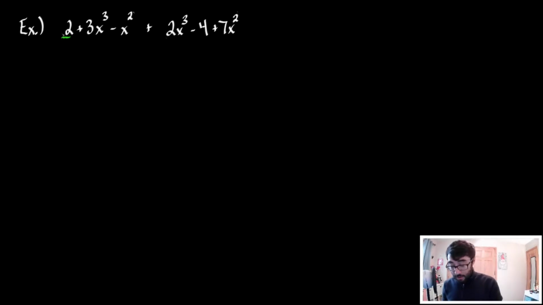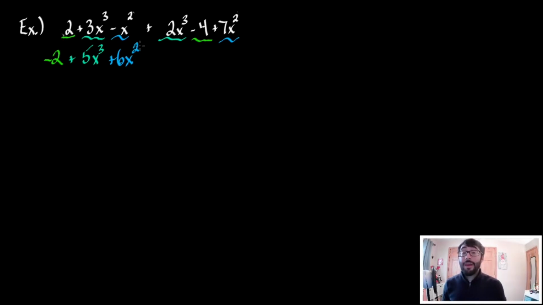So I notice I have a constant of 2 here, and I have a constant of -4. So I would combine 2 and -4 to get us -2. From there, I notice I have 3x cubed and a positive 2x cubed, so that would get me a positive 5x cubed. And finally, I have -x squared and positive 7x squared, which is going to get me a positive 6x squared. Now, if something doesn't have a like term, then you just bring it down, okay? But with this particular problem, we had like terms across the board, so we go ahead and combine them.